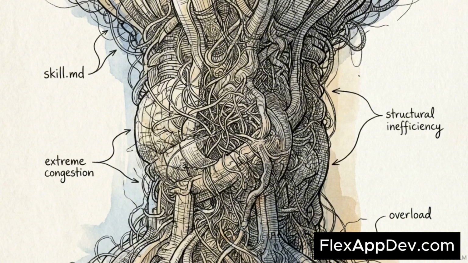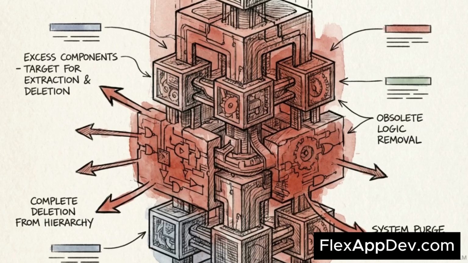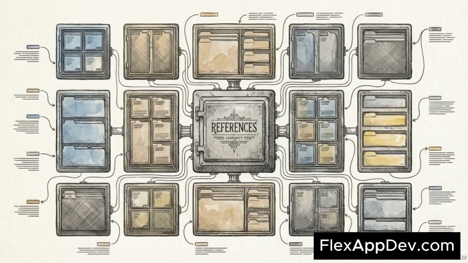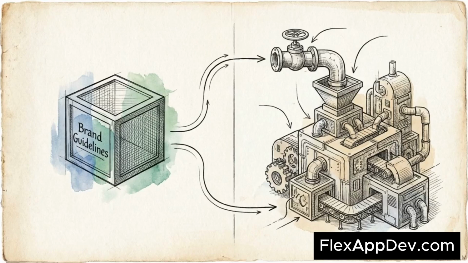Level 3 focuses on refactoring. You take bloated marketplace tools, strip out the excess text, and move that logic into isolated reference folders. At level 4, you move beyond generic responses by injecting specific business context.